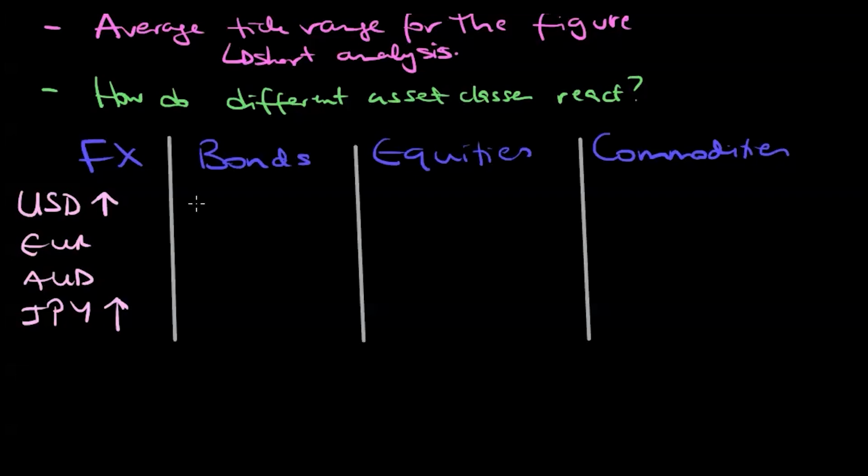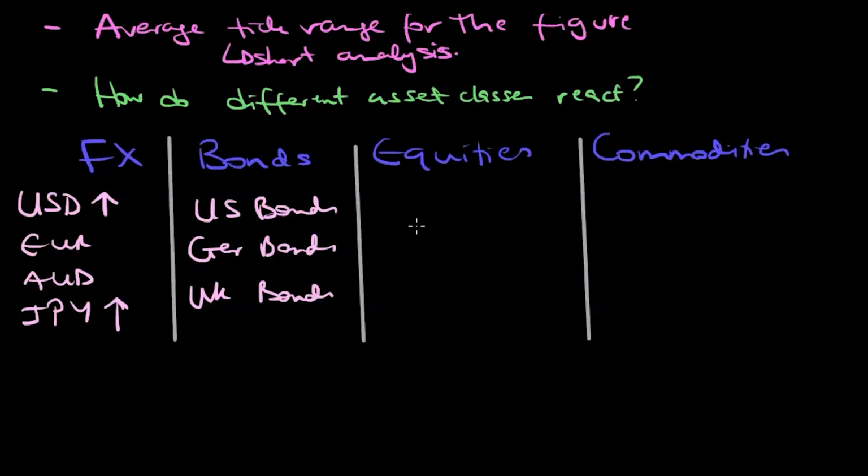So for example, you look at US bonds, then German bonds, then UK bonds, and how they are going to be affected. On equities, how is the S&P 500 going to react? Not the S&P 5000, sorry. S&P 500.